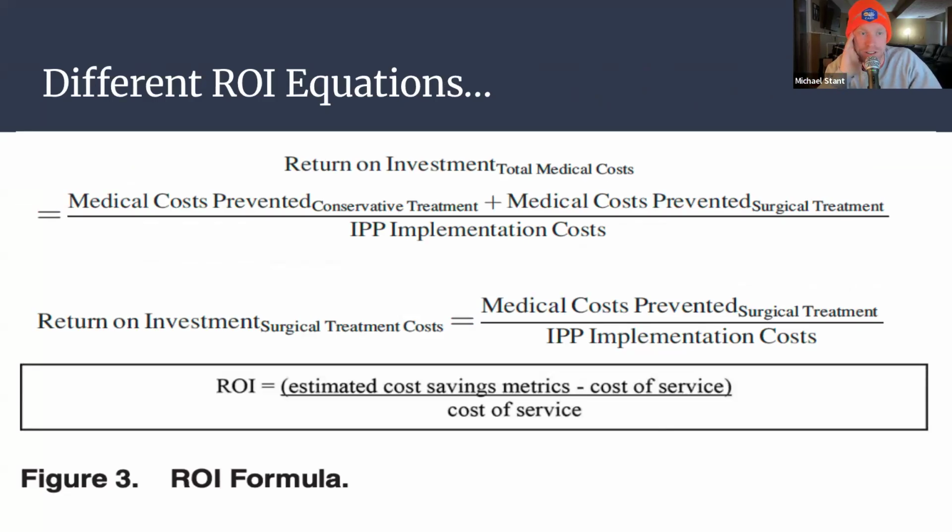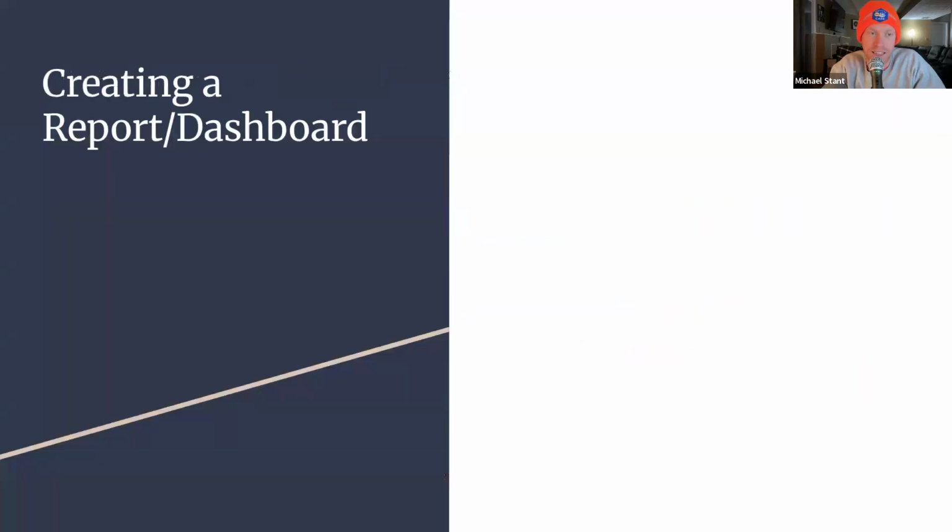Just want to point out here, I had these earlier in the presentation, but there are actually a couple different return on investment equations, and they'll get you different numbers. The one I used was the one in the middle, just medical costs prevented divided by implementation costs, the implementation cost being hiring me. But that number actually would have been lower if I used the one below. Just make sure you realize there are different ways to skin the cat.